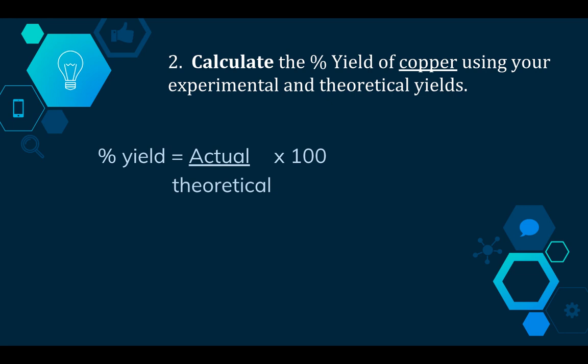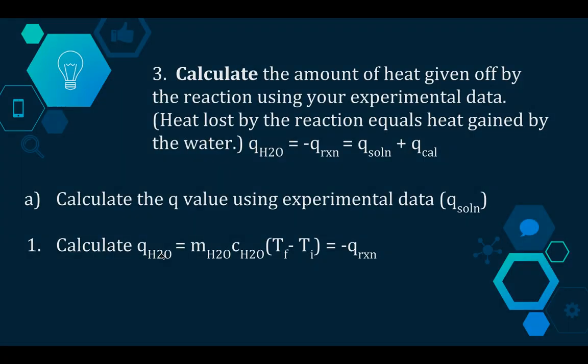Now we want to do the heat part, which is what this chapter is about. We're going to calculate the heat given off by the reaction using our experimental data. What we need to remember is that heat lost by the reaction is going to equal the heat gained by the water. So this heat value of our water is going to be equal to the negative heat of the reaction. We know this is an exothermic reaction because our solution heated up.